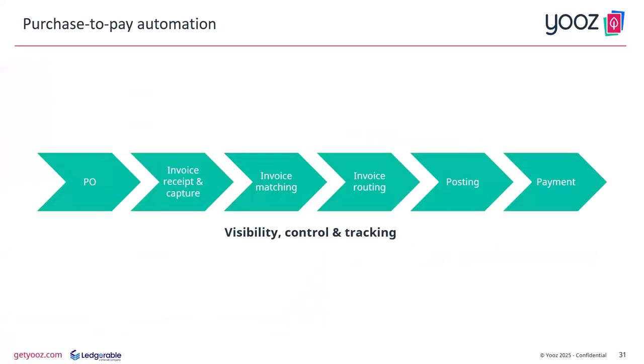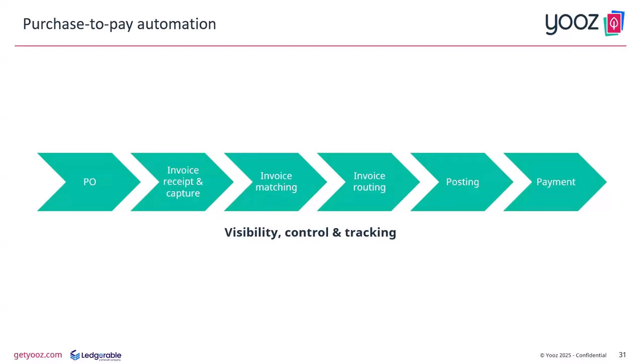So let's talk about purchase to pay automation. It really covers everything: purchase orders, subcontract orders, invoice capture, invoice matching, approvals, posting, payments, everything that gives you visibility, control, and tracking. And Use is able to assist every step of the way.